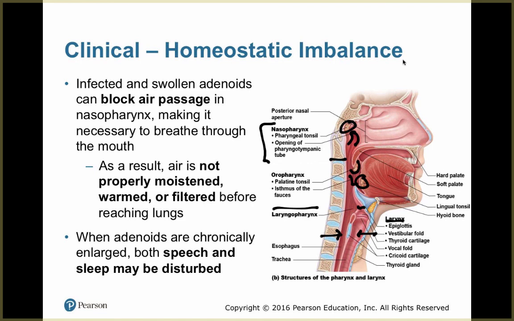The problem is that if you get infected and swollen adenoids, they can block the air passage through the nasopharynx. If that happens, that's the reason you end up having to breathe in and out of your mouth. And if you're breathing through your mouth, you're not able to properly moisten the air, warm it, or filter it before it reaches your lungs, so you're more likely to get infections. When these are chronically enlarged, they can cause speech and sleep disturbances.